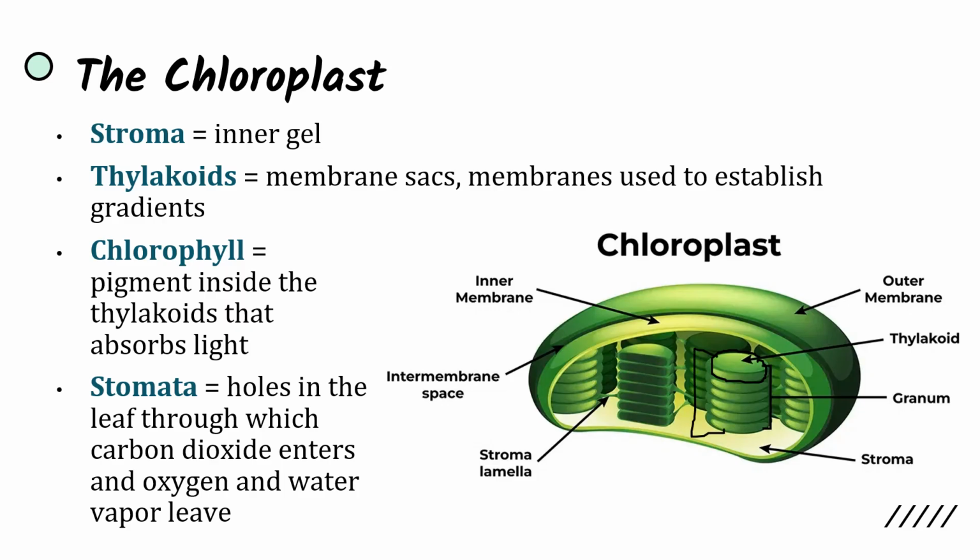Now chlorophyll is going to be a pigment inside the thylakoids that absorbs light. And it's going to absorb many wavelengths of light, but it does reflect green, which is why plants tend to be green. And stomata are the holes in the leaf through which carbon dioxide enters and oxygen and water vapor leave. So these are going to be the pores that allow for gases to pass in and out of the plant cells, allowing photosynthesis to happen.